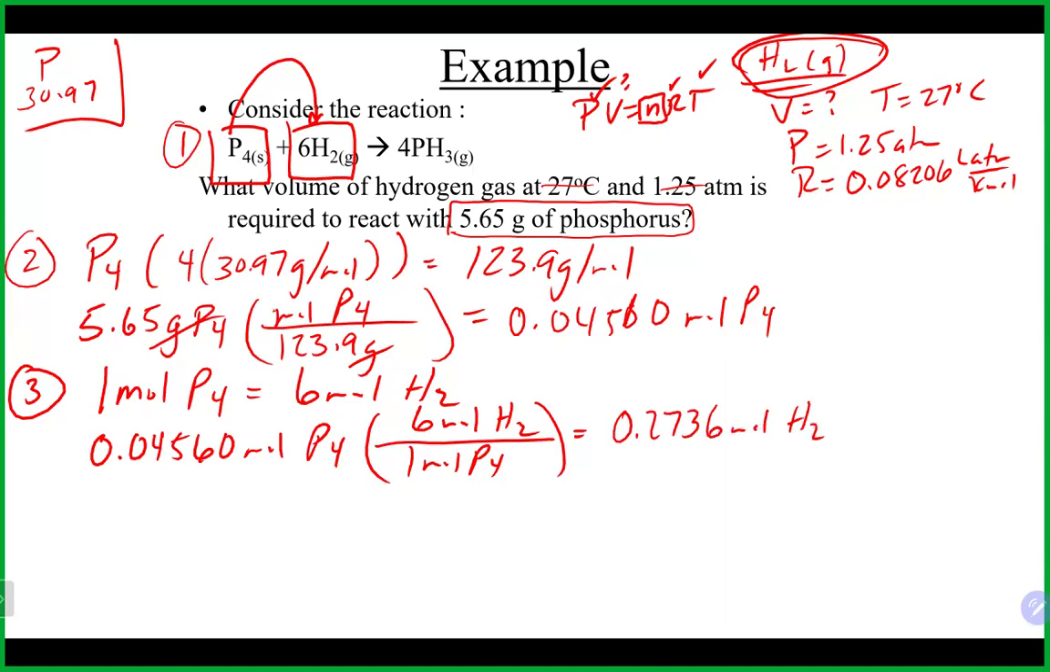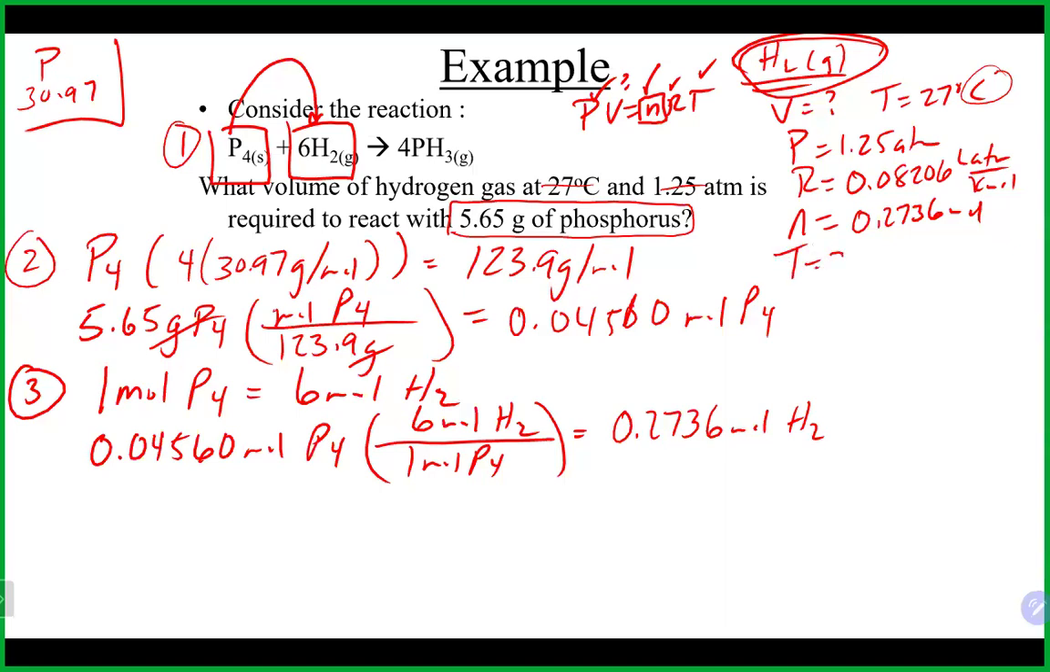So this stoichiometry part up until this point allowed us to get to our missing piece of information that we needed for our ideal gas law. So now that we have that, we're ready to go in the ideal gas law, except we do have to check some units now that we have the moles of our hydrogen.